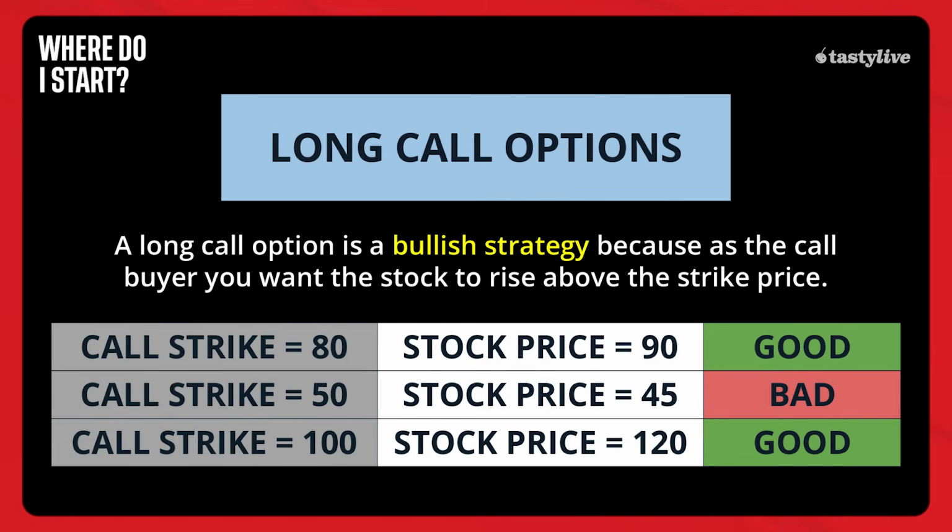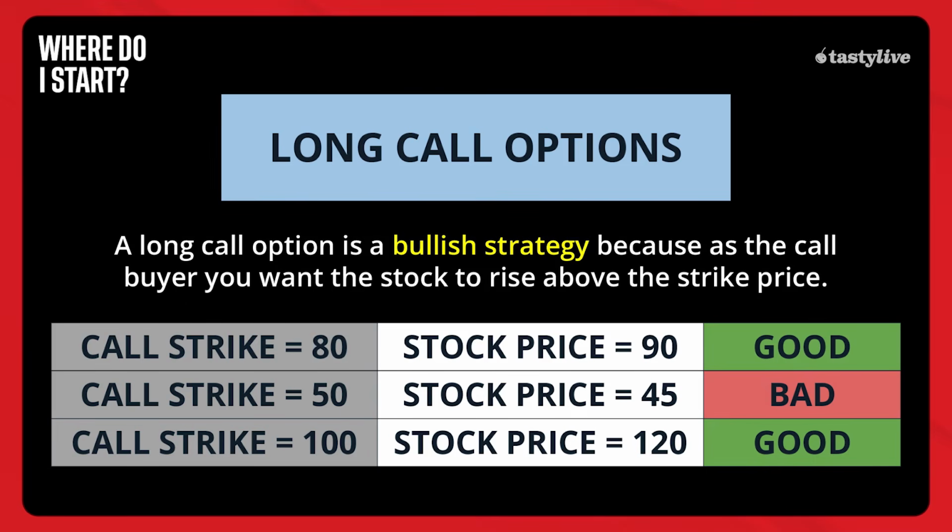But let's say that the call strike was 50 and the stock price was 45. Now all of a sudden this is not so good. This is a bad scenario for me because I'm not going to use my call option. Why would I exercise my call option to buy shares at 50 when I can just go into the open marketplace and buy them at 45? This is a bad scenario for me as the long call.